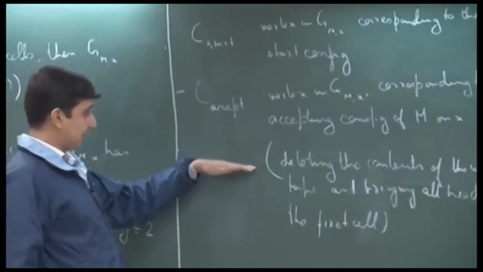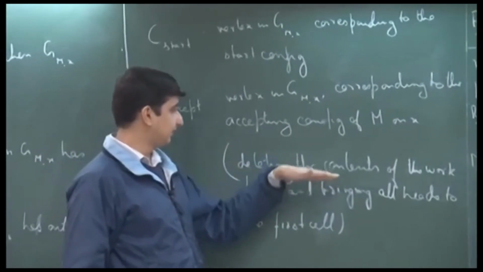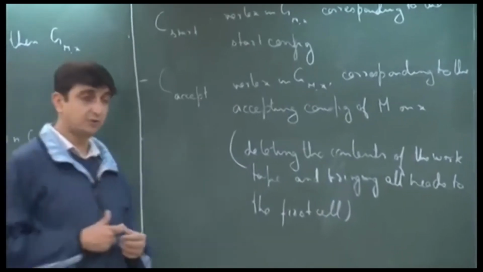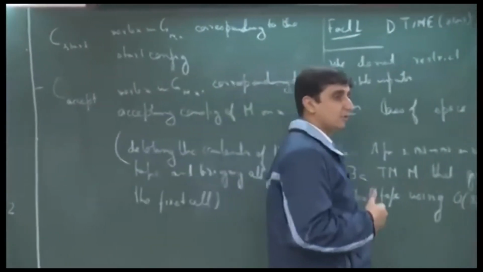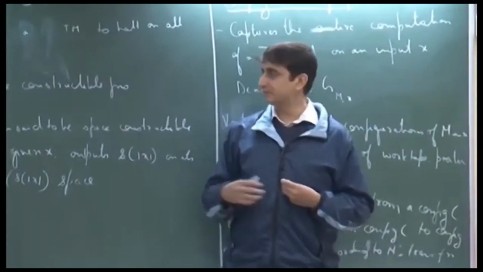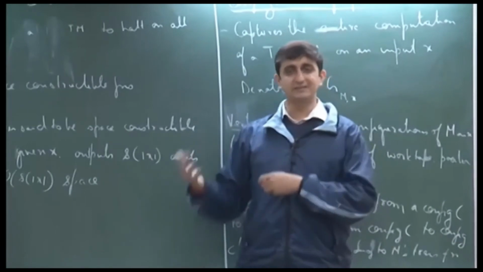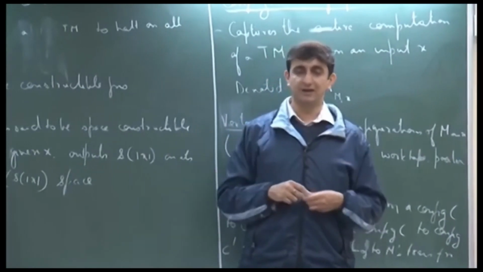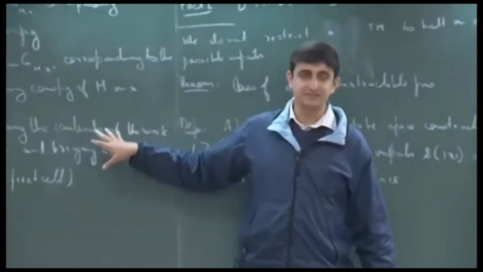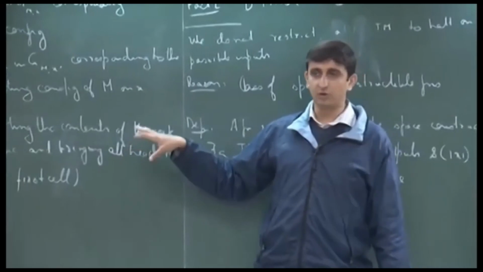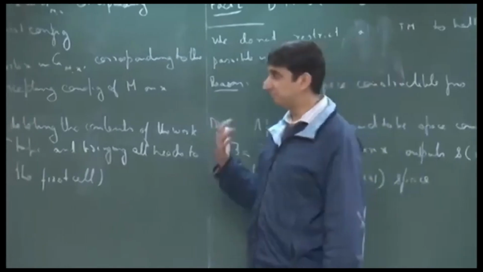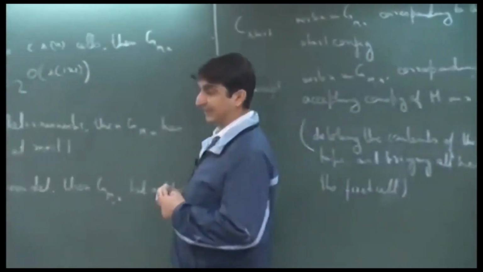See, I am stating all these things, that is, deleting the contents of the work tape and many such things, but you should always convince yourself that these things are possible. Given an arbitrary Turing machine which is just halting on X, you can construct another Turing machine which does the same thing, but at the very end does this additional work. So, you should always convince yourself that these things are possible and not just take my word for it.